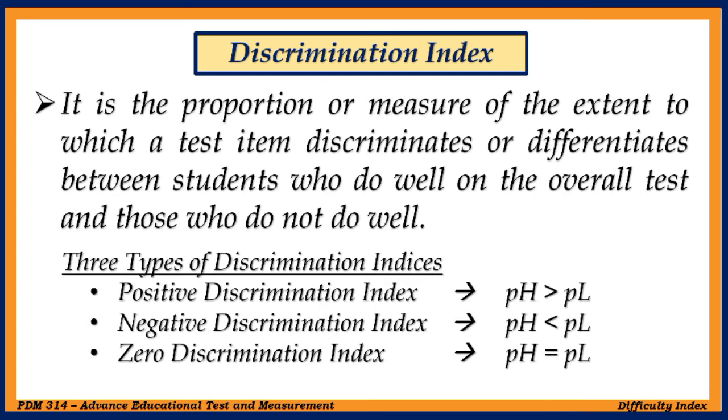The negative discrimination index, on the other hand, is the exact opposite of the positive discrimination index. Those who did poorly on the overall test choose the correct answer for a particular item more than those who did well. While zero discrimination index is a scenario wherein those who did well and those who did poorly in the overall test chose the correct answer for a particular item with equal frequency.